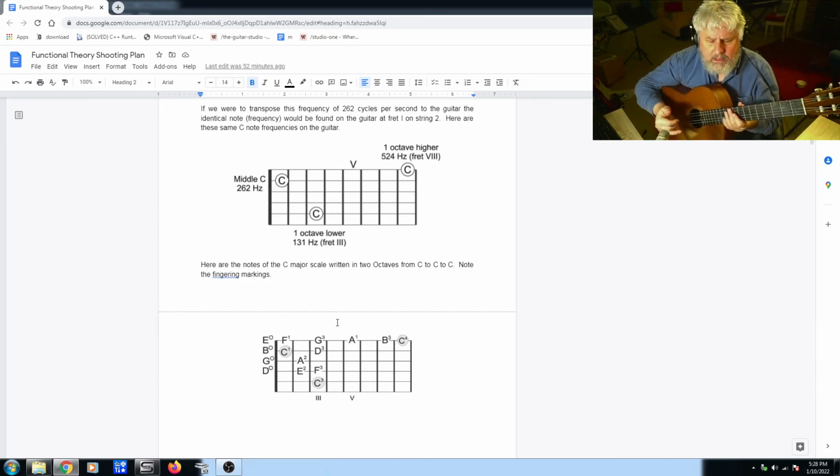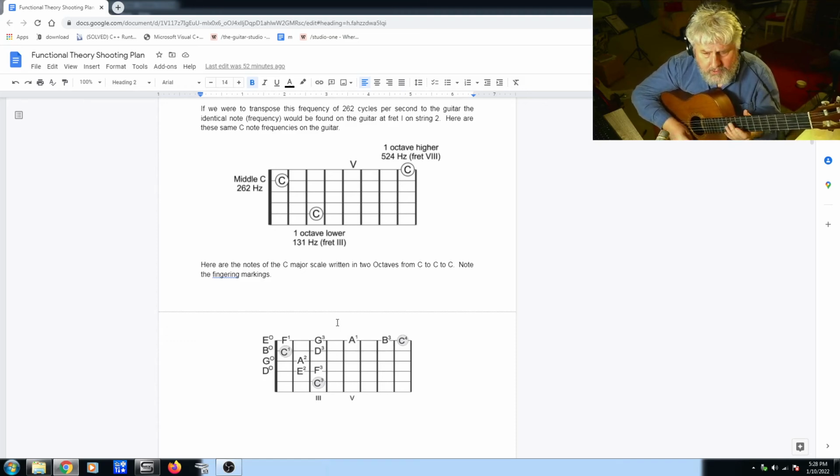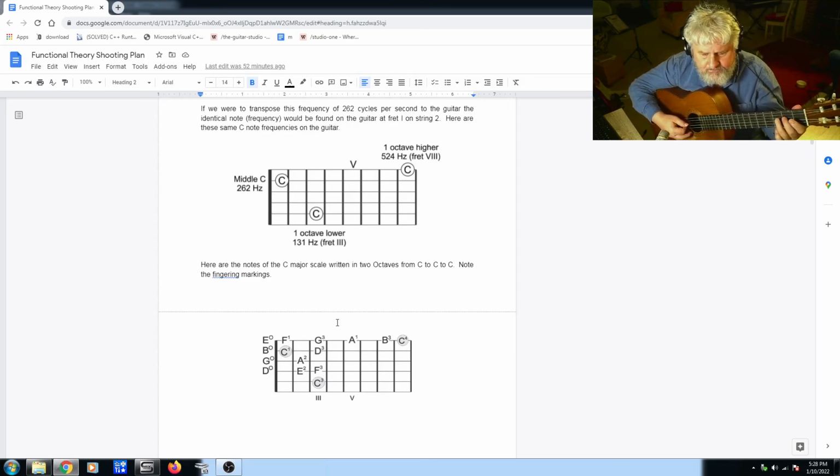We don't refer in musical nomenclature to frequency very often. All right, so let's play that C major scale. So that's from C to C. 1, 2, 3, 4, 5, 6, 7, 8, right? And if we do that same thing again, 1, 2, 3, 4, 5, 6, 7, 8.